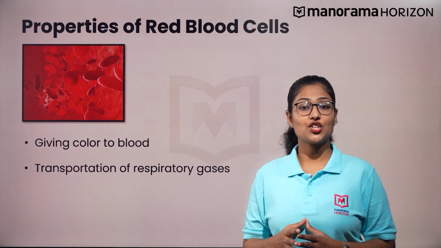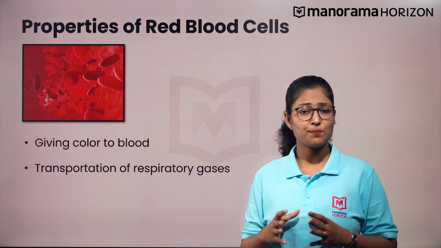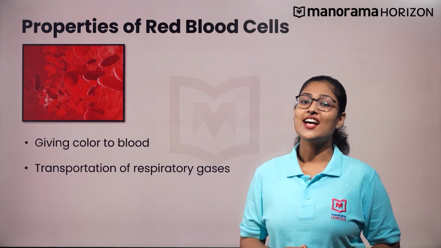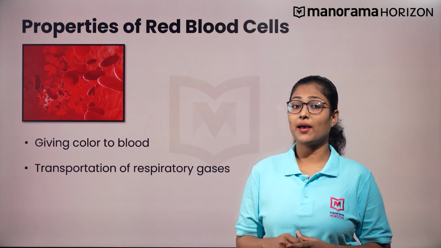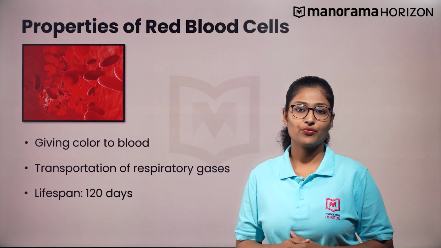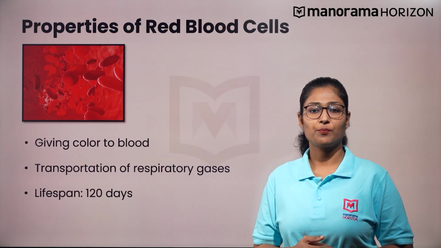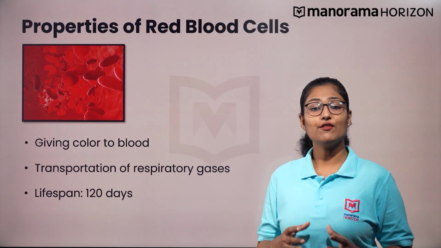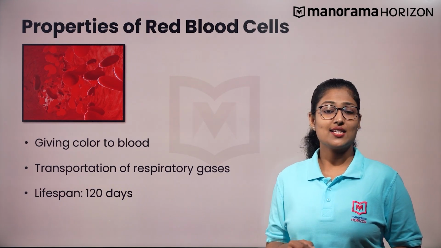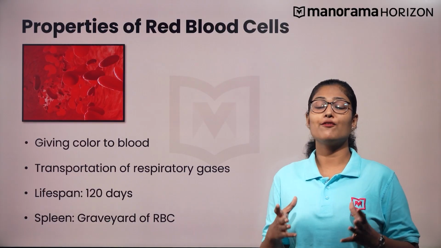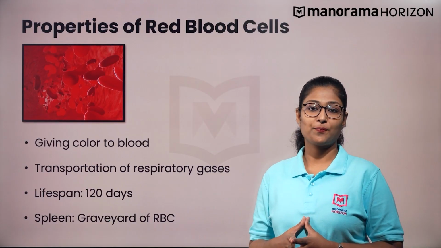My next question is, do they have a lifespan? Yes, a single red blood cell has an average lifespan of 120 days. And what happens after? These cells are involuntarily destroyed in the spleen. The spleen is commonly known as the graveyard of RBCs.